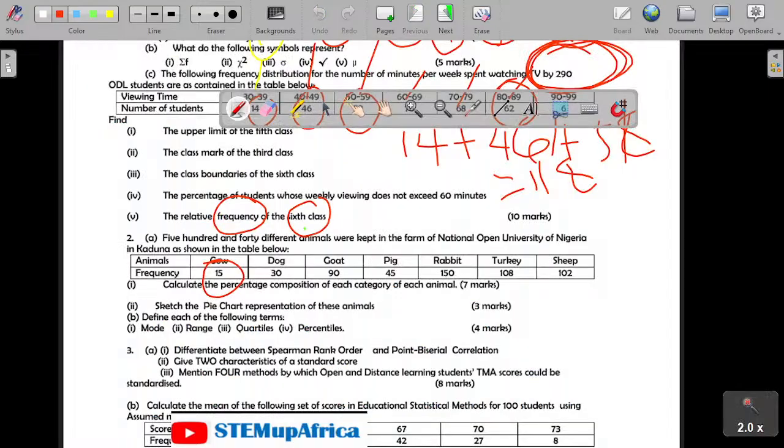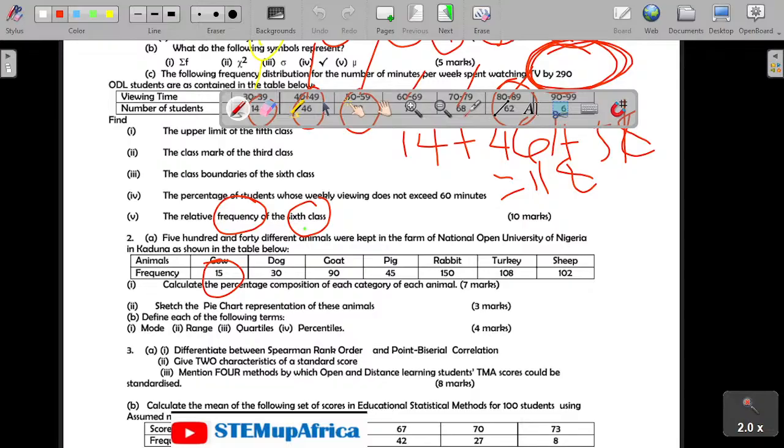If you go back, you have pig, 45. You have the same process, 45 over 540 times 100. Rabbit, 150 over 540 times 100. Turkey, 108 over 540 times 100. And sheep, 102 over 540 times 100. So that's how you get the percentage of those.